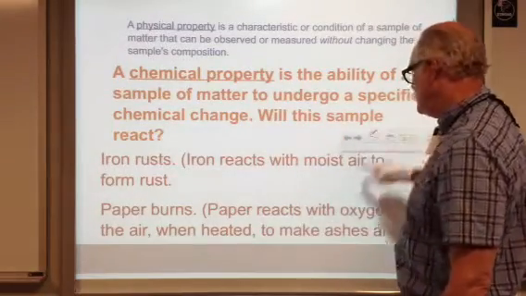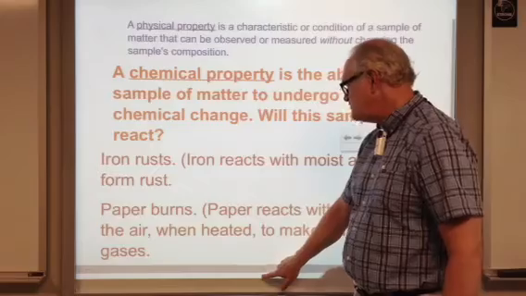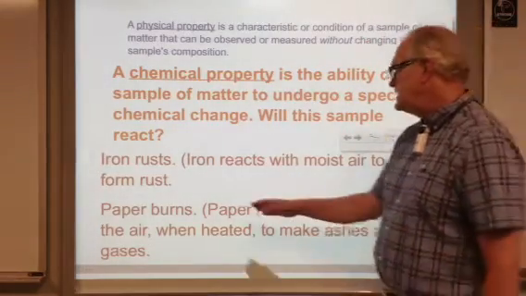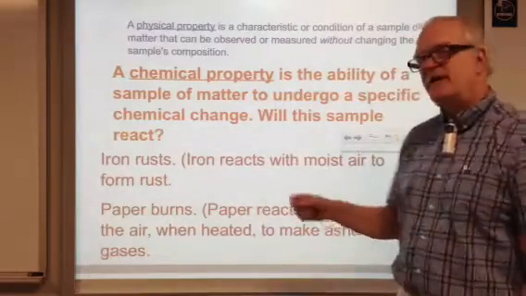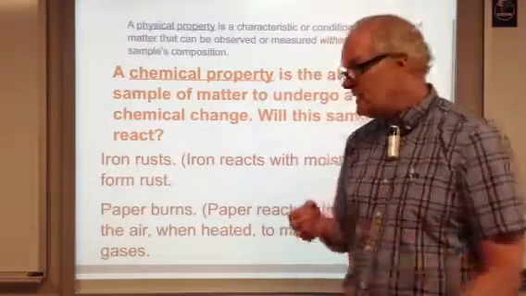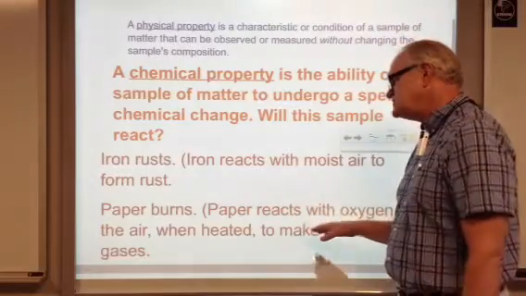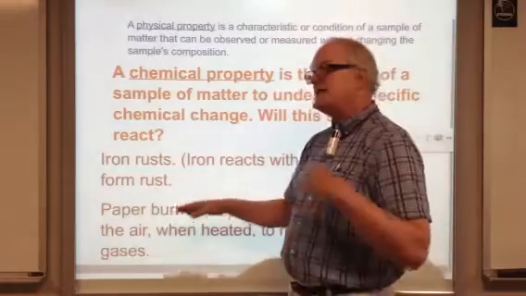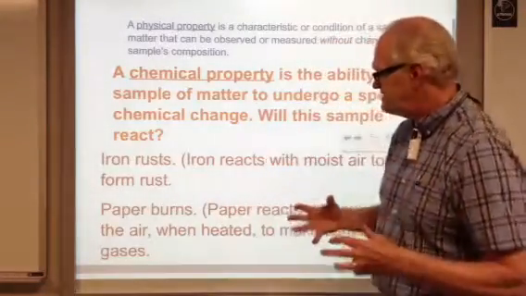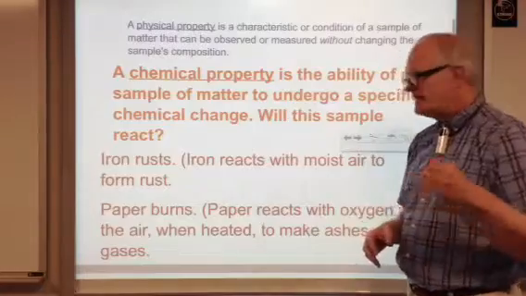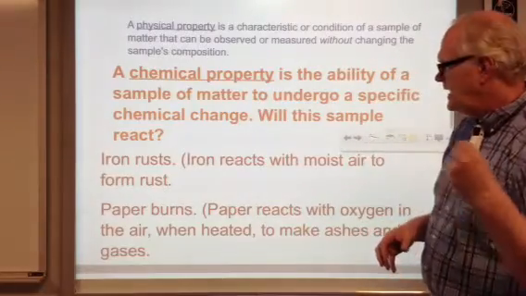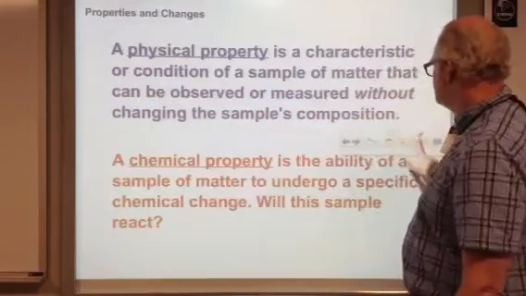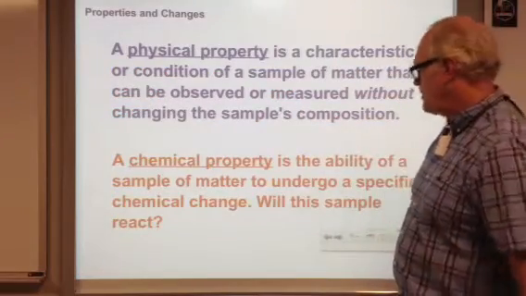So in this example here, we say that paper burns, and that turns out to be a chemical property of paper. What we really mean is that paper reacts with the oxygen of the air. We have to start it up by heating it with a match, and it turns into ashes and some gases. So the paper burning is a chemical property. It's a specific reaction that paper can undergo under certain conditions. So we have physical properties, chemical properties.